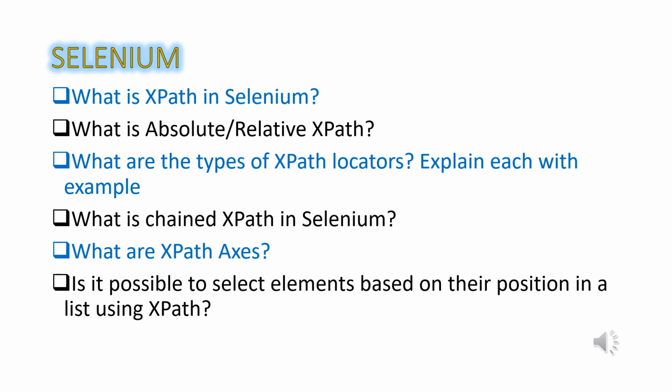Third one is what are the types of XPath locators. Fourth one is what is chained XPath in Selenium. Fifth one is what are XPath axes. Sixth one is is it possible to select elements based on their position in a list using XPath.